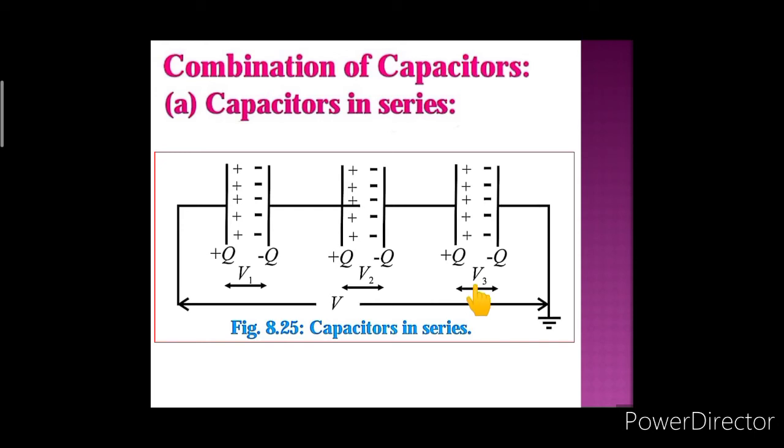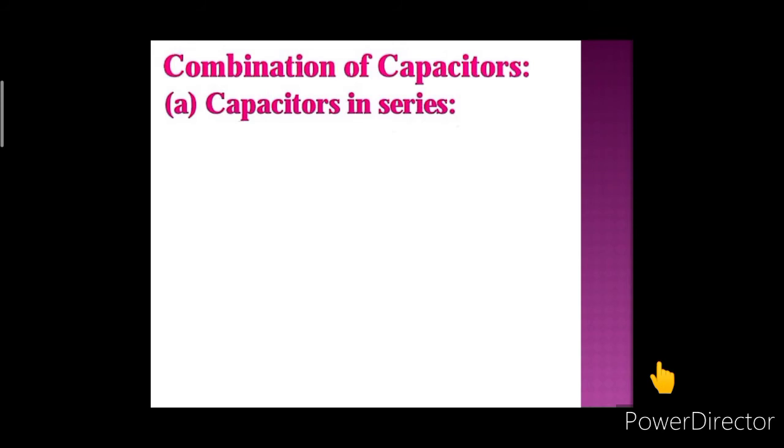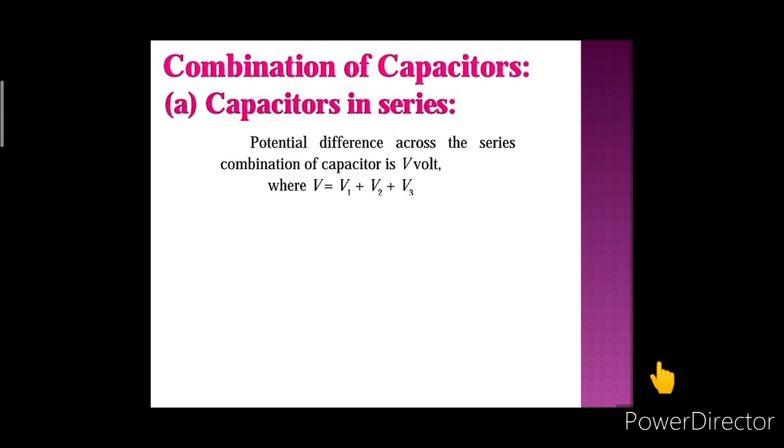And also, the capacitance of the capacitor having the potential difference V1 is C1. The capacitance of the second capacitor having the potential difference V2 is C2. And the capacitance C3 is given for the third capacitor having the potential difference V3. Then we can say that V, which is the applied potential across the three capacitors, is written as V1 plus V2 plus V3.